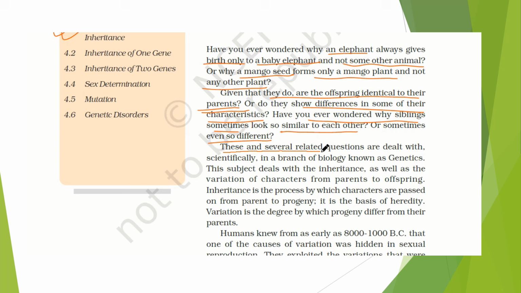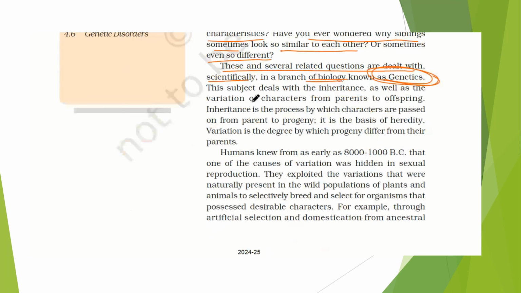These and several related questions are dealt with scientifically in a branch of biology called genetics. This is what we are going to study in detail in 12th standard. This subject of inheritance as well as variation of characters from parents to offspring is genetics. So what is inheritance? Inheritance is a process by which characters are passed on from a parent to the progeny. When the characters are passed on from a parent to their offspring, this is called inheritance, and it is the basis of heredity.